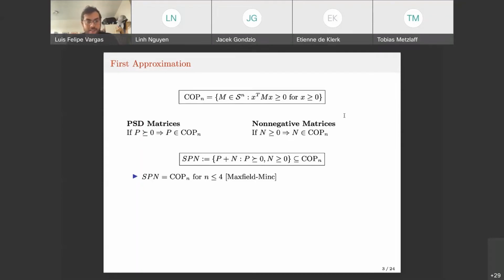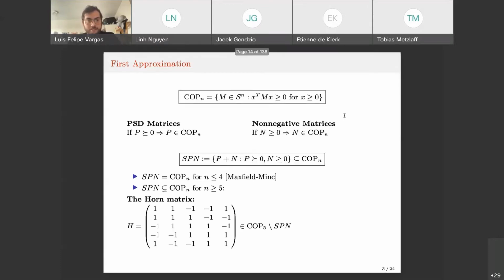And indeed, the cone SPN is equal to the Copositive cone up to n equal 4. So for n less than or equal to 4, the Copositive cone is precisely the set of matrices which can be written as a non-negative matrix plus a positive semi-definite matrix. But this is not equal, as expected, already for the case n equal 5, as we can see with the Horn matrix, an example of a copositive matrix of size 5 which cannot be written as positive semi-definite plus non-negative. The Horn matrix is going to be important in the talk. So it's an example of a copositive matrix which is not in SPN.